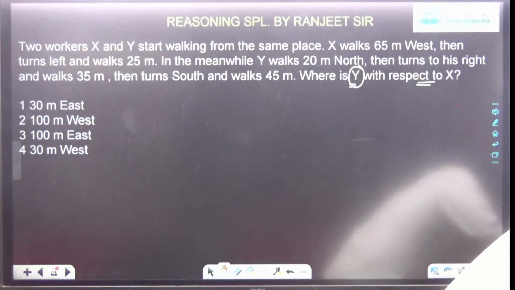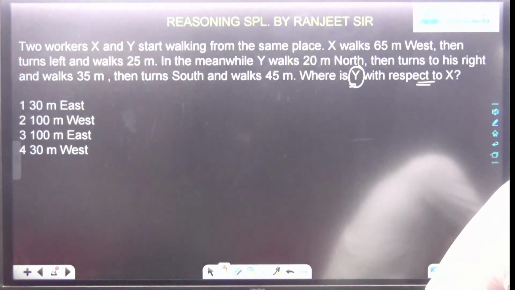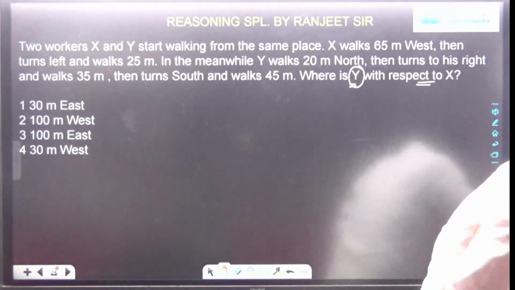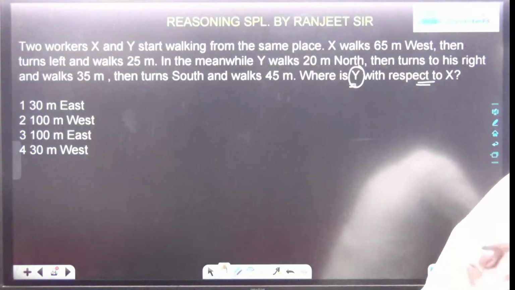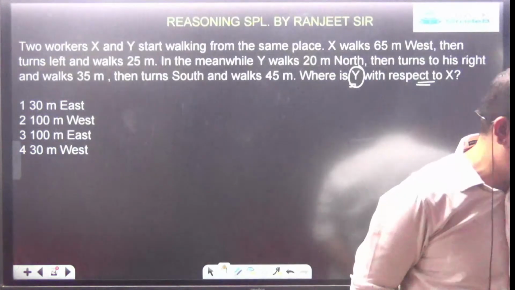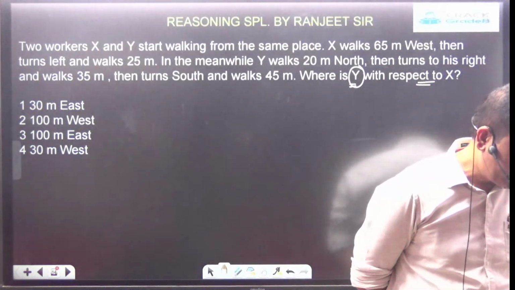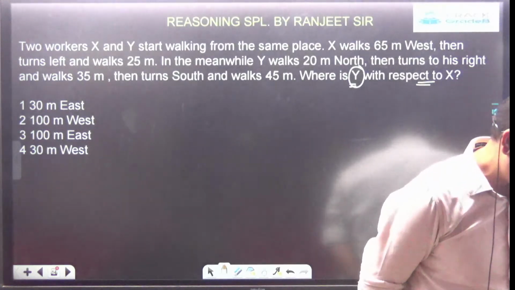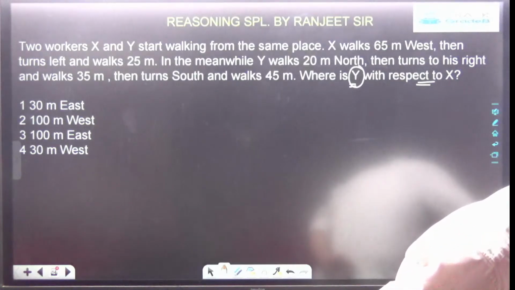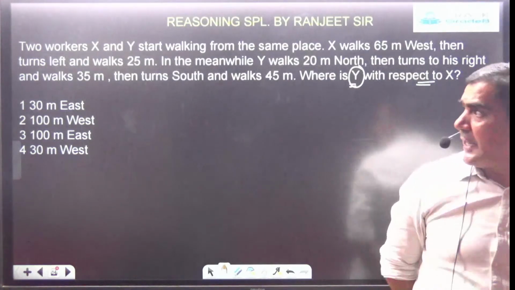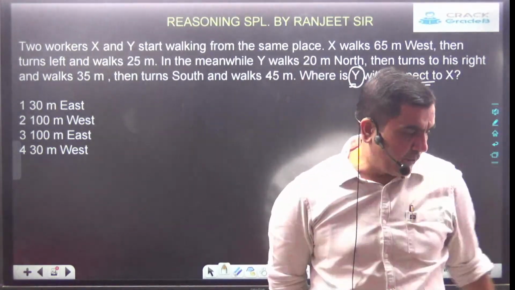What's the answer for this one? Let's do it. Okay, Anu is saying third is the answer. Third means 100 meter east is the answer. Okay, what about others?